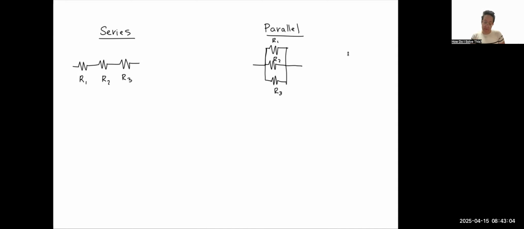Remember that if we have things in series, the total resistance or equivalent resistance of those three would just be adding them together. And if they're in parallel, it gets a little more interesting, because the reciprocal of the equivalent resistance is the sum of the reciprocals. And we'll see this one in action today.